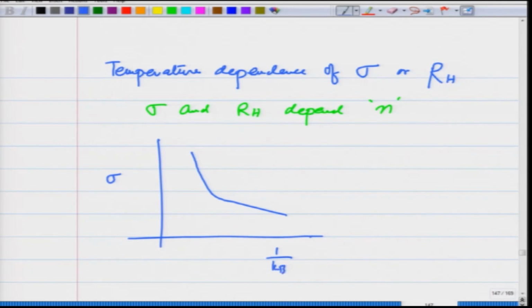If I plot it with respect to 1 over k_B T, at low temperatures the slope is going to be proportional to delta E_d over 2, and at high temperatures it is going to be proportional to delta E_gap divided by 2. A similar thing you can expect for R_H also, because it depends on 1 over n. So, these are two properties that I have talked about because they are used by people who work in semiconductors. There are other things that you can now study and learn about on your own.